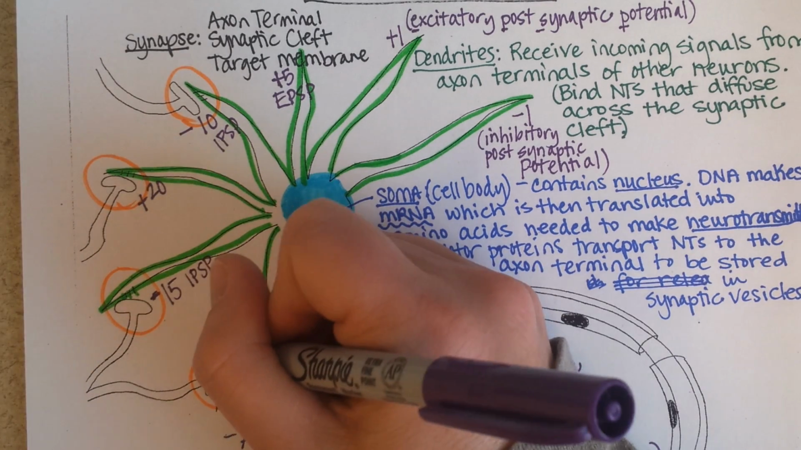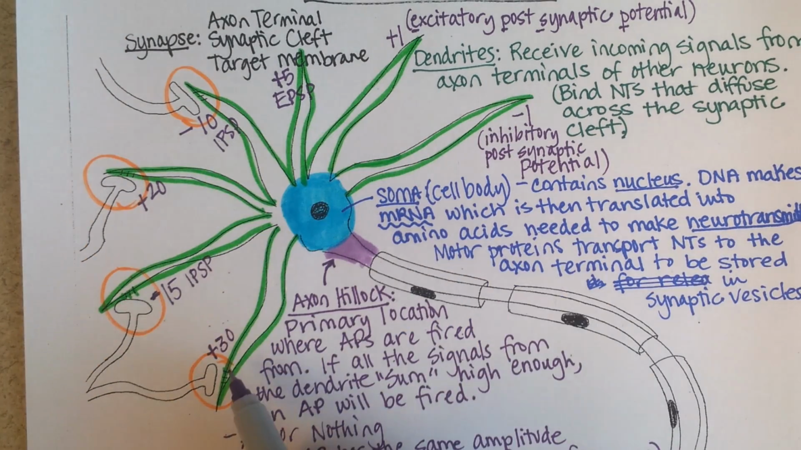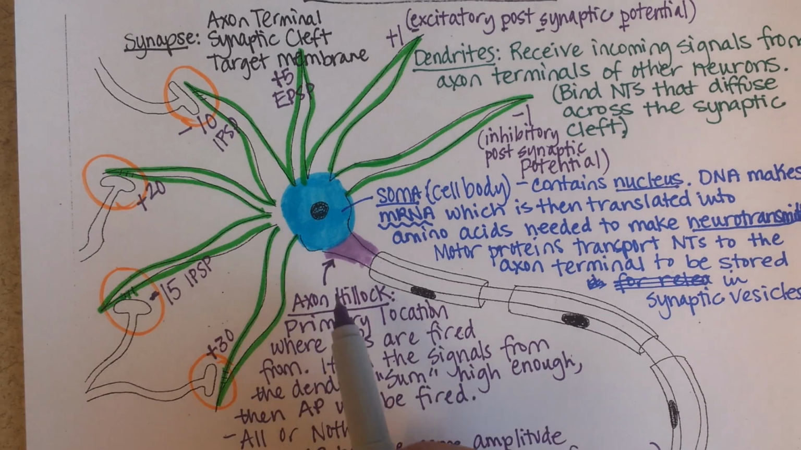And then let's go ahead and end on a positive note, +30. Now that's going to push the axon hillock over the edge and increase the likelihood that an action potential will be fired.